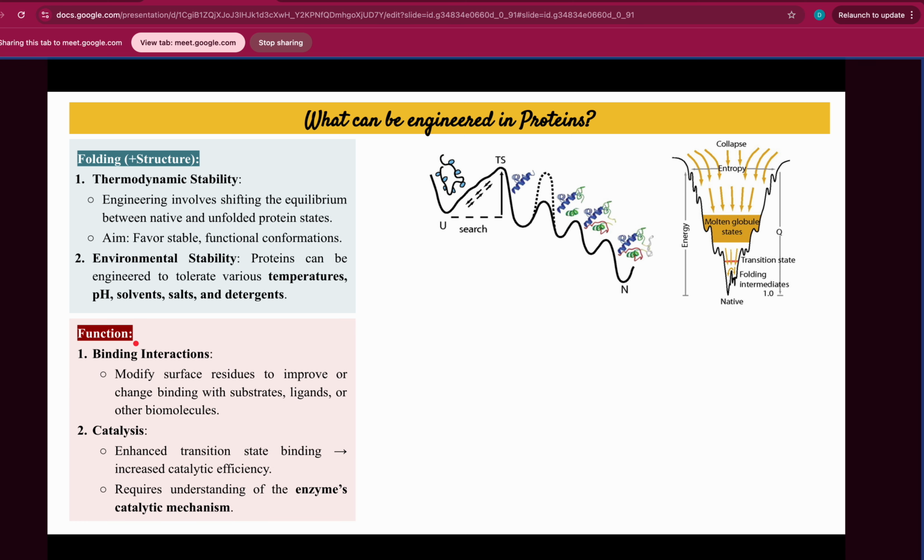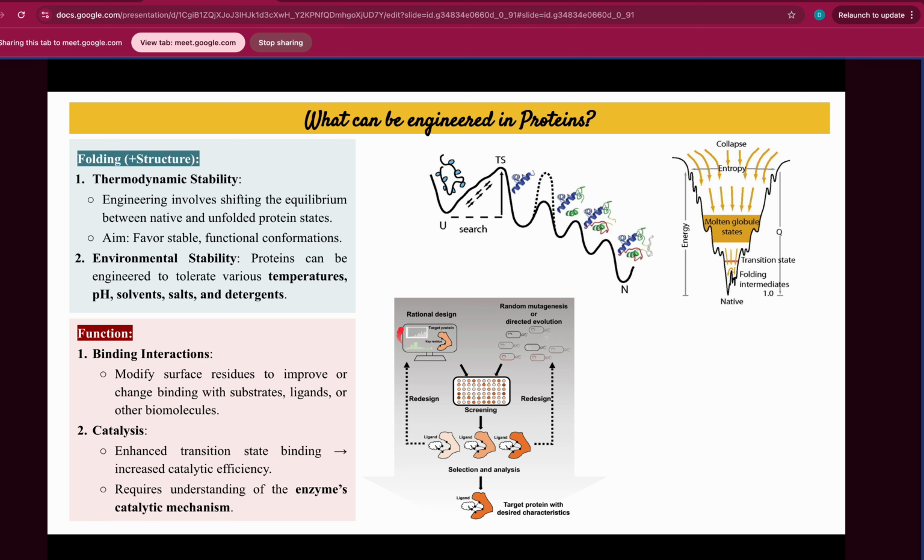And then comes function. So we can also engineer the function, such as binding interactions. For example, we have some protein, we can change certain residues in it, we can use rational protein design methods to bring about certain mutations and then check whether this mutation is bringing any change in the interaction of the protein. So in that way binding interactions can be improved, and if we have a ligand of our choice, then we can also make changes in the protein such that it interacts with the ligand of our choice.